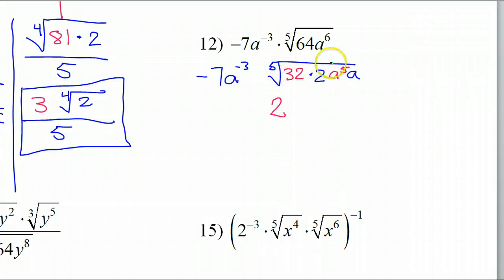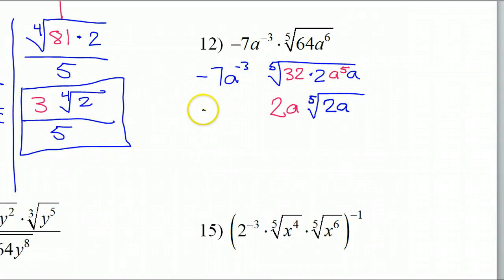Alright? For the variable, I just divide. Like 5 divided by 5 is 1. So I'll just have a from that. So that's the pink stuff. Now the blue stuff is just going to stay what it is. So I've got the fifth root of 2a. So that takes care of all of this.